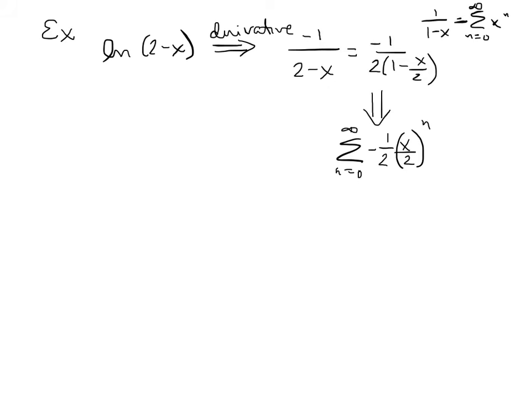That sum is equal to the sum from n equals 0 to infinity of, I just have a negative out there, x to the n. In the denominator I have a 2 to the n, and that's multiplied by a 2, so that would be 2 to the n plus 1.